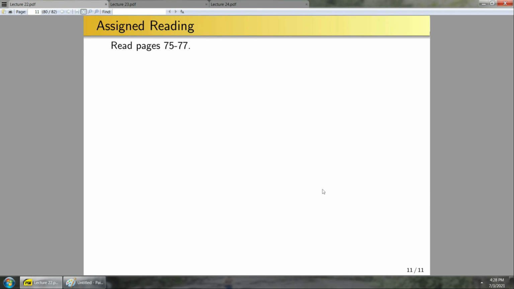Okay, so let's look at our assigned reading. I want you to read pages 75 through 77. In there, there's a couple of good examples to look at. So just look at those as extra examples to see.